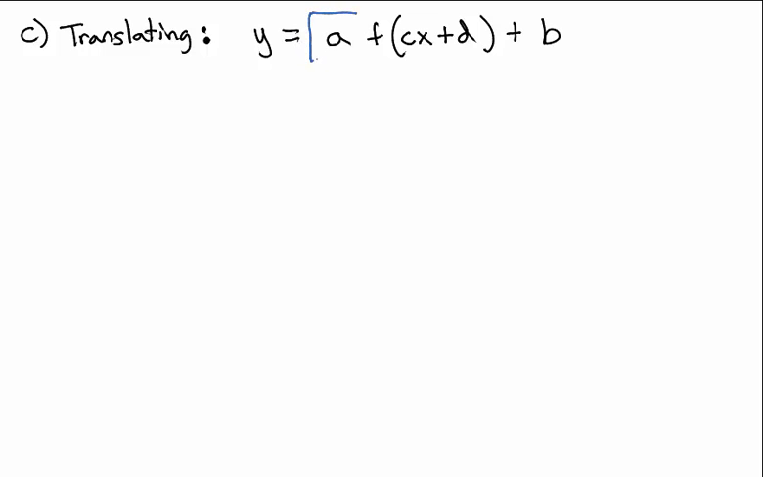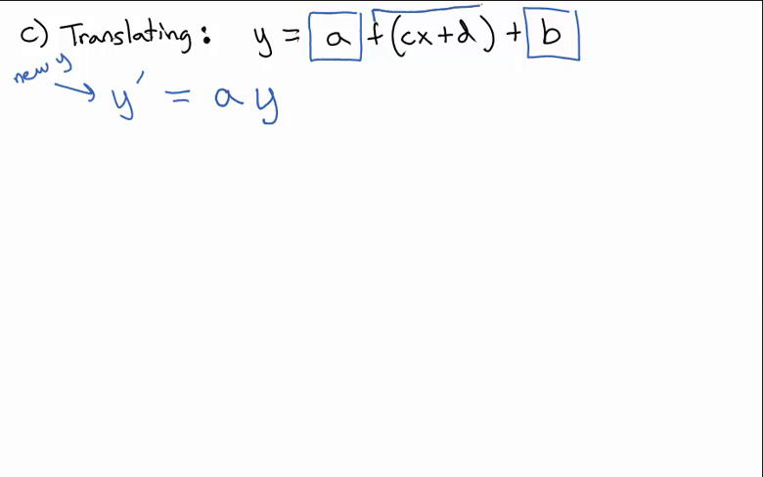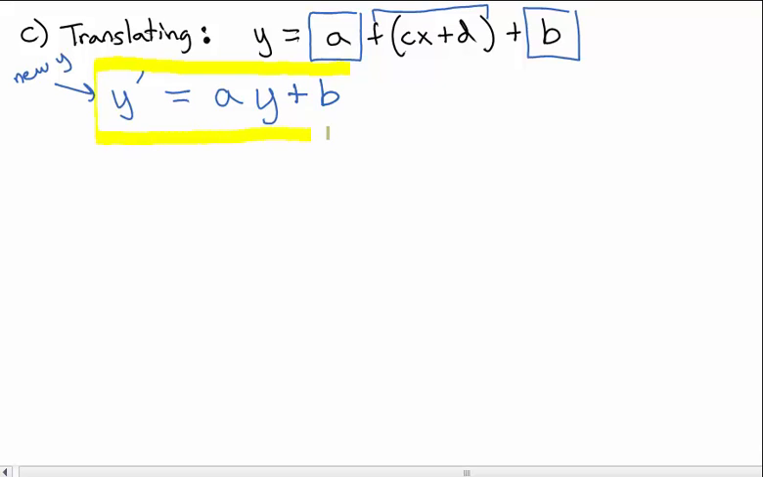The stuff outside of the function affects the y coordinate. To get our new y coordinate, we're going to call that y prime, our new y, what we do is we say we take a times y, notice the y replaces the f of x, plus b. It does exactly what we expect it to do. This is going to be an essential element for today and tomorrow's lesson. Y prime, the new y, we take a times the old y plus b.